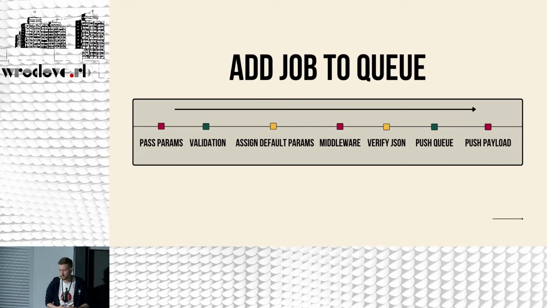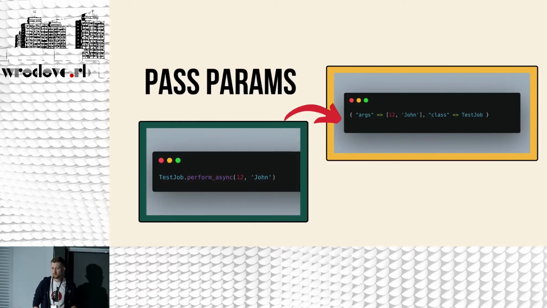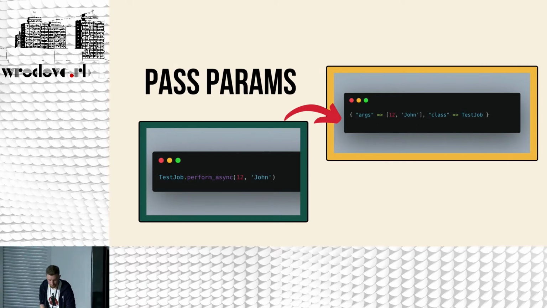And when the JSON is verified, we are finally pushing our queue to Redis, and we are pushing then the payload. So let me go over every step in detail. As you can see here, our call is simply translated to the hash. Of course, if you are planning to execute your job at some point in the future, another argument will be added. This is the add, and it will represent the time converted to float.